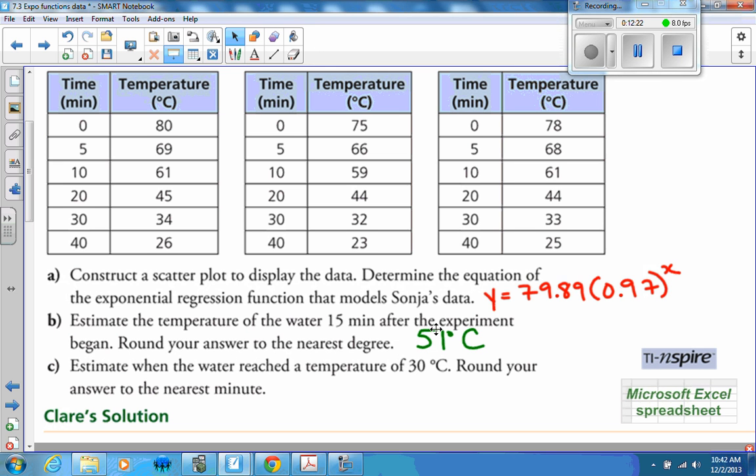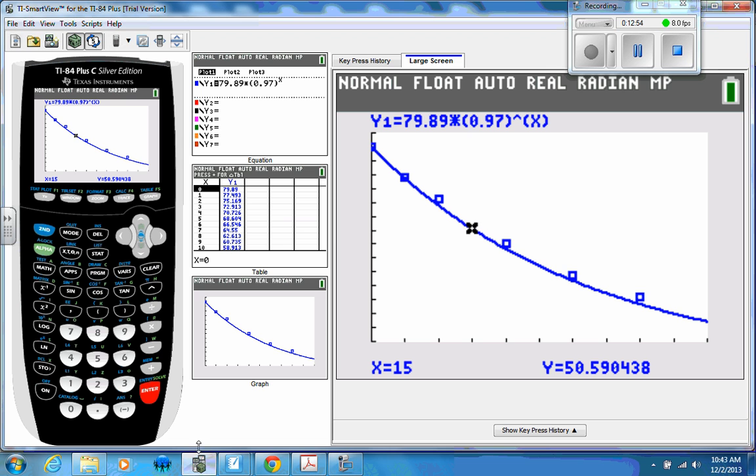And C says, estimate when the water reaches a temperature of 30 degrees Celsius. Round your answer to the nearest minute. Okay, so now we're looking at taking the equation and actually solving for the x or exponential value with it. Since we're in applied, we're actually not going to use the equation to solve for an exponential because we don't know how to bring x down. So what you can do is go back to your trusty graphing calculator and think, well, y equals 30, right? So 30 degrees, we want an intersect of this line and a constant of 30.